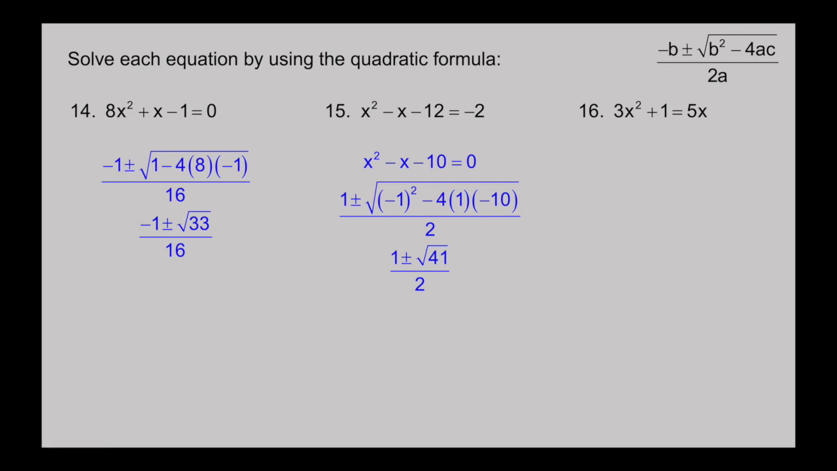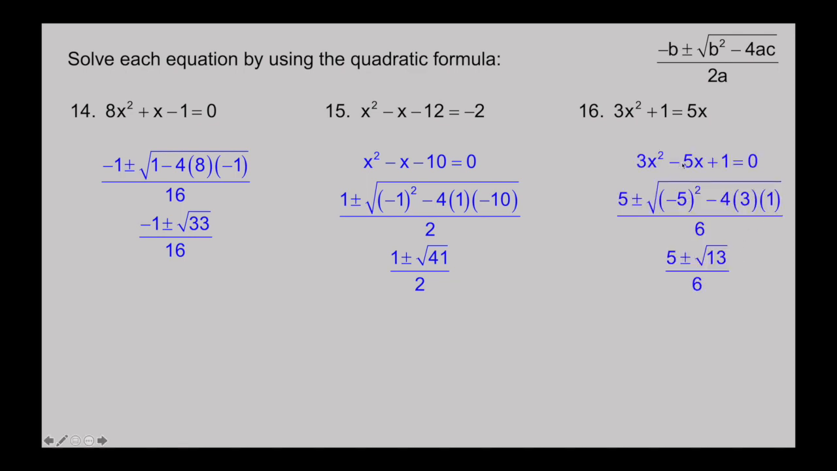3x squared minus 5x plus 1. And then from there, as I'm plugging things in, I've got the opposite of b plus or minus the square root, b squared, so negative 5 squared minus 4 times a, which is 3, times c, which is 1. And then that's all over 2 times 3, so 6. Now on the inside here, negative 5 squared is 25. This all multiplies out to give me negative 12. So 25 minus 12 is 13. And again, that doesn't break down. So my answer is 5 plus or minus the square root of 13 all over 6.